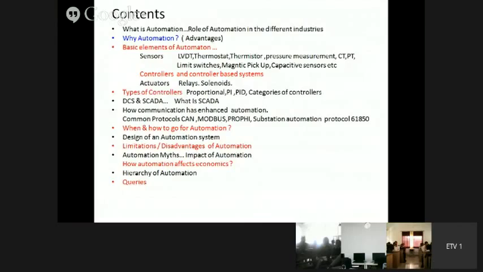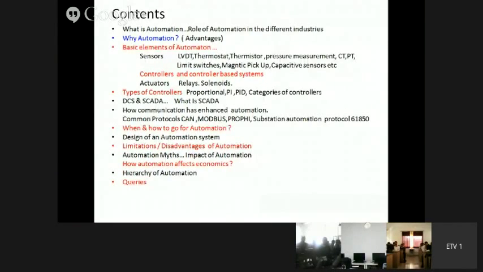When and how to go for automation. Automation is required when it is required, and how automation is implemented, that's very important to know. Design of an automation system: when you want to make a system automation based, then you have to design the system. So that is also very, very important. Automation myths, impacts of automation, etc. How automation affects economics. This is a very vital point.